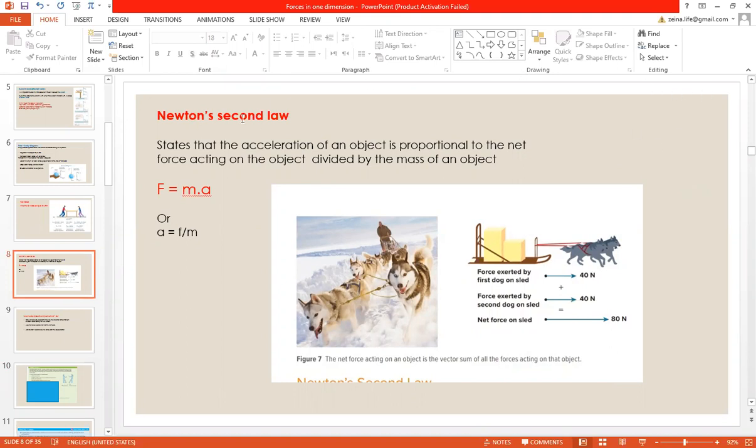We were talking about Newton's second law, which relates the sum of the forces acting on a system to its acceleration. What do I mean by this? If the sum of the forces acting on the system is different than zero, this means that the object or the system will accelerate. What do you mean by accelerate? It will change its speed over time.